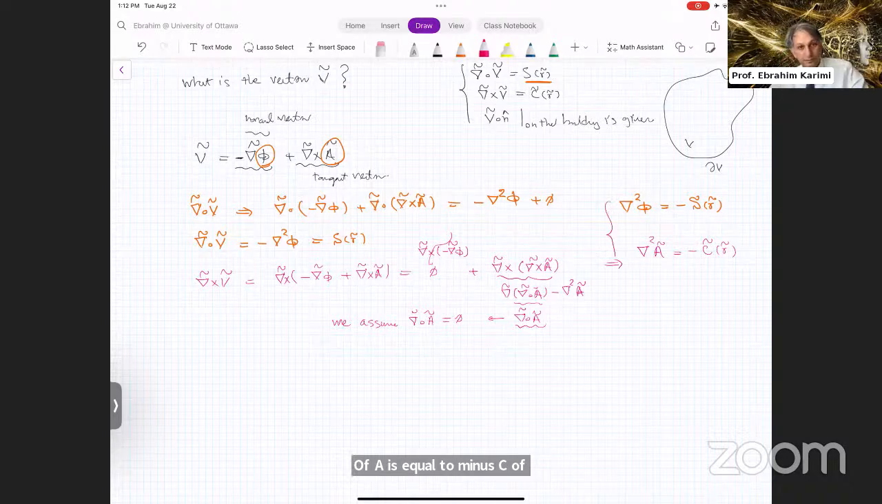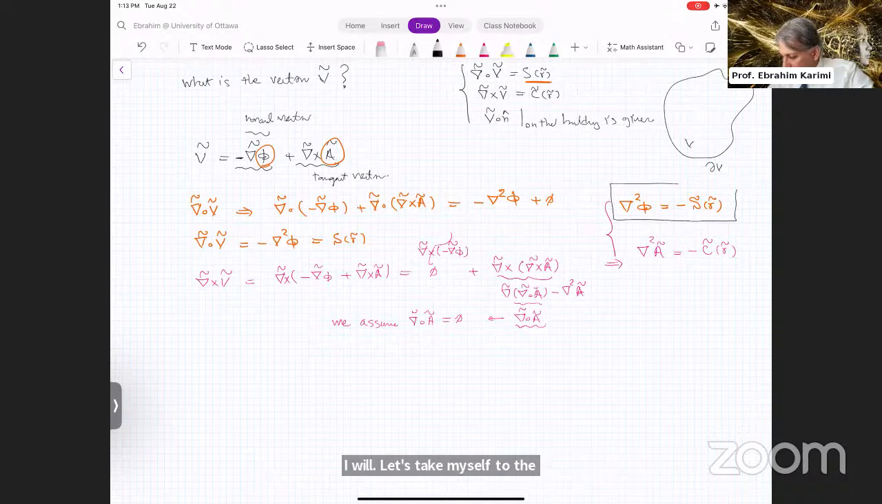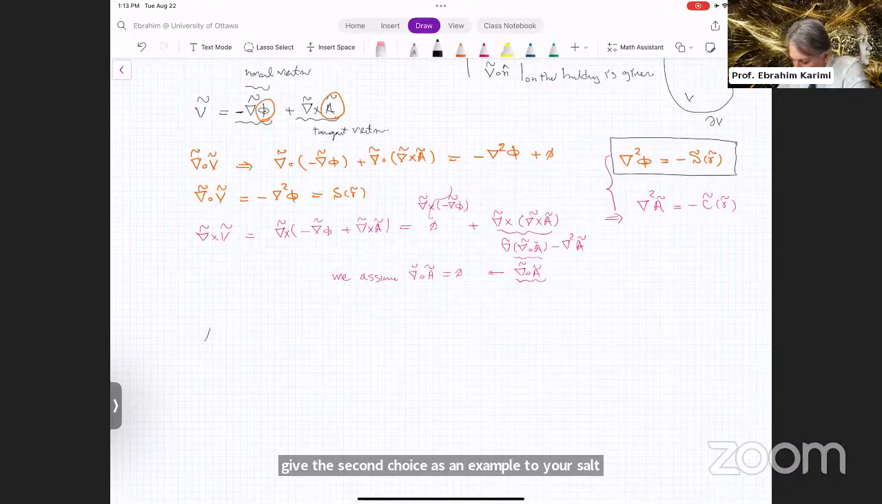Okay. Good. Perfect. That's the one choice, by the way. It's not all the choices that we have, so we can change it later on. I will restrict myself to the first choice, and I will give the second choice as an example for yourself to prove. So now what I have is Laplacian of phi equal to minus S of R.